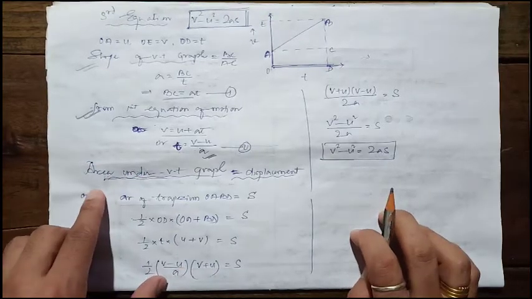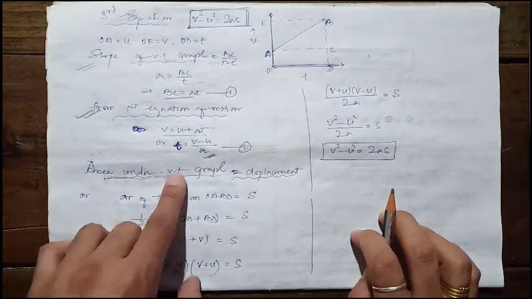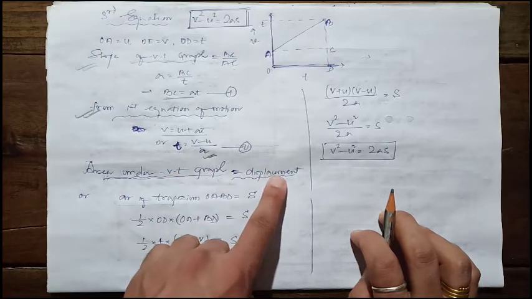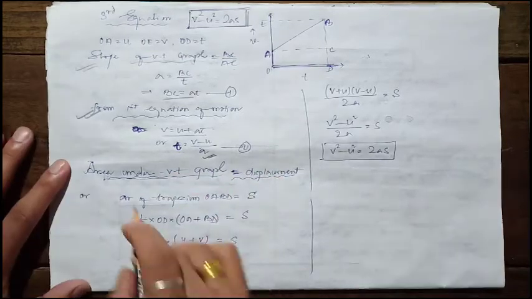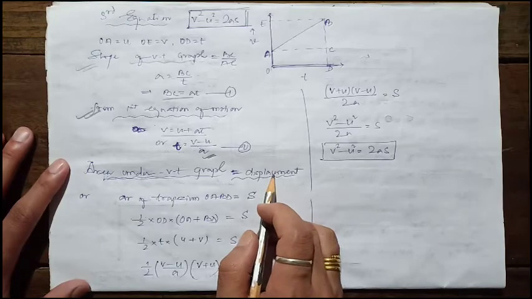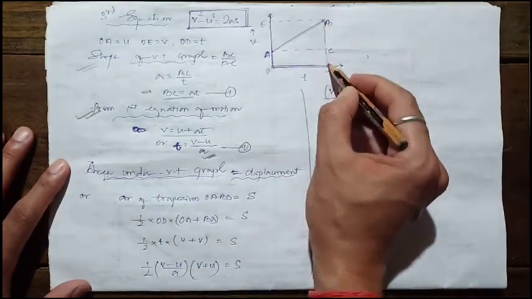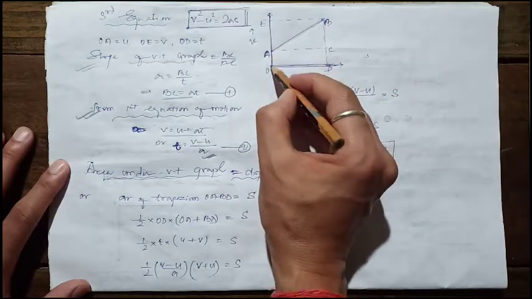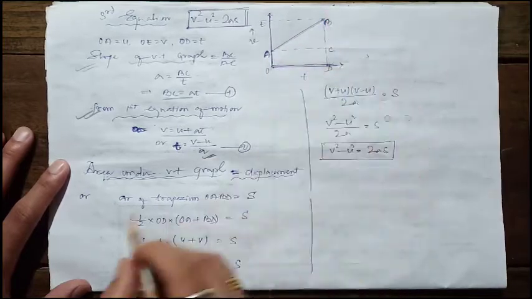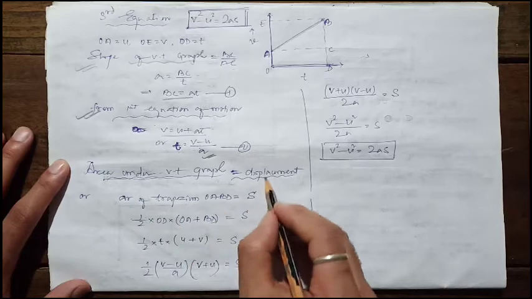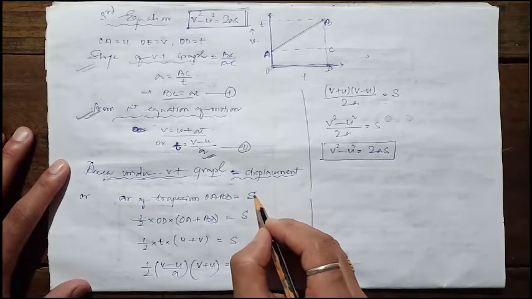Now students, again we'll be using another property of the velocity time graph, that is what? Area under the VT graph gives us the displacement. Area under the VT graph equals displacement. What is the area under the VT graph? Now area under the VT graph is the trapezium. So area of trapezium OABD is equal to displacement, and you know displacement is denoted by S.